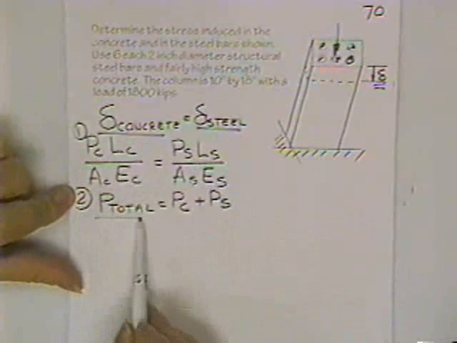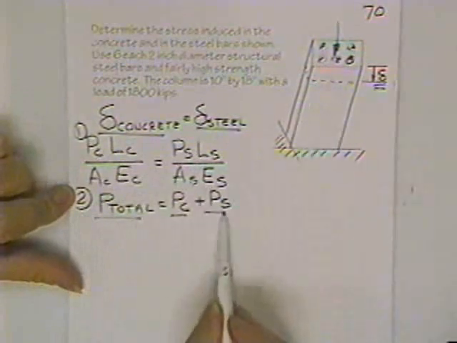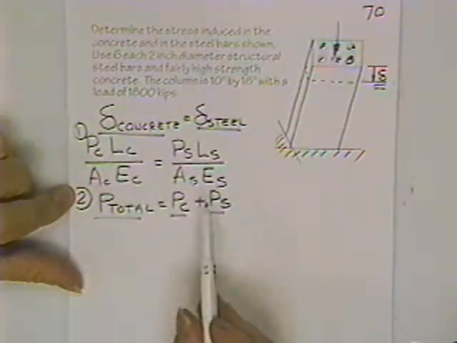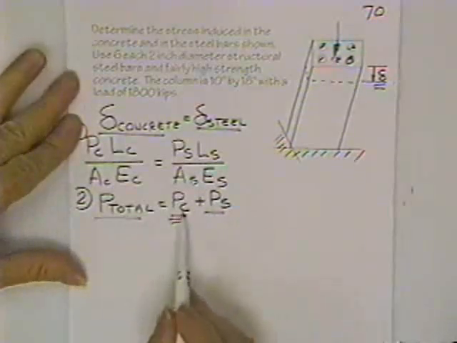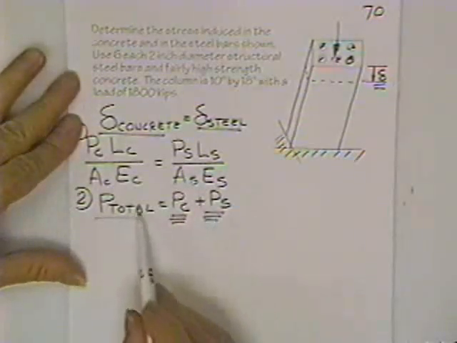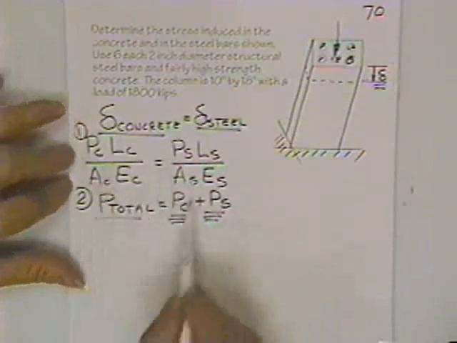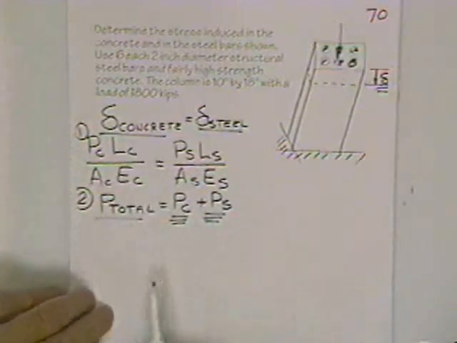Your second equation is that the total load applied is the sum of the two loads: the load that drops into the concrete and the load that drops into the steel. This is how much of the total goes into the concrete. This is how much of the total goes into the steel. That gives you two equations and two unknowns.